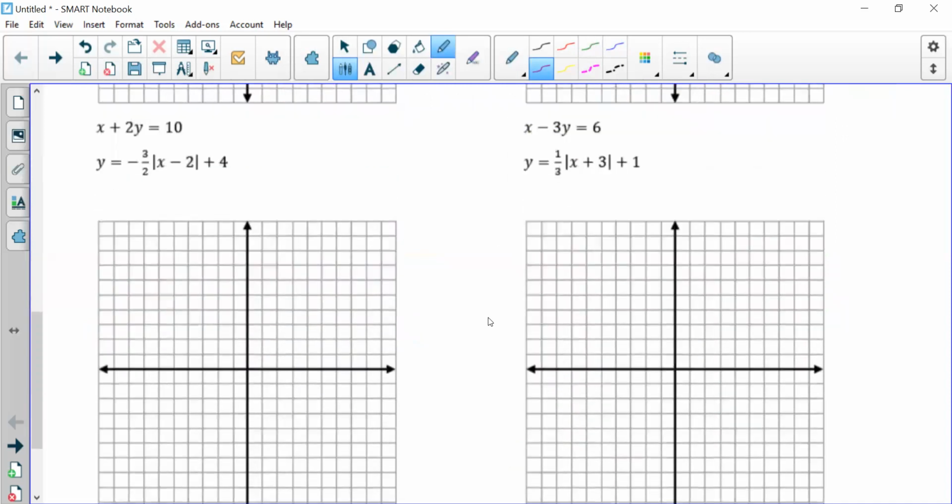All right, next one. I've got an absolute value equation and I have a linear equation in standard form. Easiest way to graph this is actually just to convert this guy into slope-intercept form. So let's do that. I get 2y equals -x plus 10. If I subtract x from both sides, divide both sides by 2, I get y equals -1/2 x plus 5.